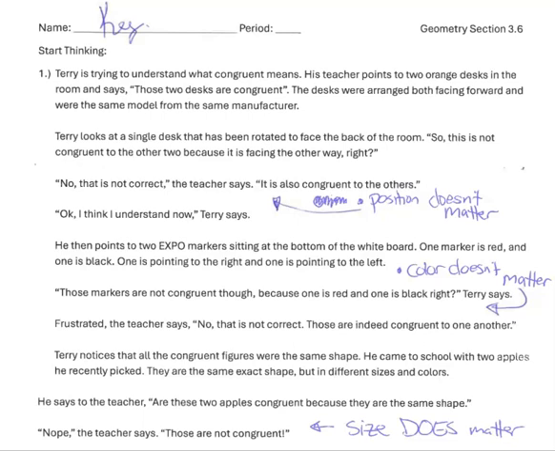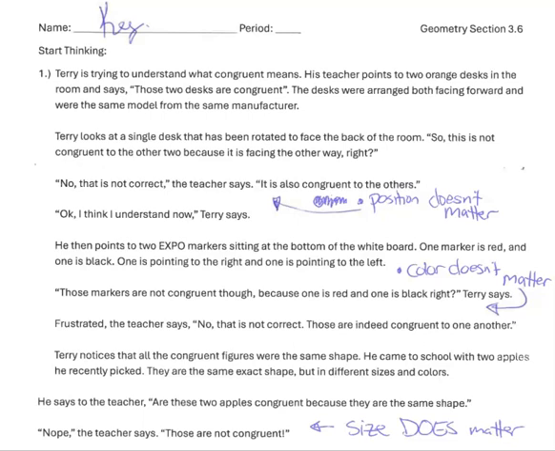His teacher points to two orange desks in the front of the room and says, "Those two desks are congruent. The desks were arranged both facing forward and were the same model and the same manufacturer." Terry looks at a single desk that has been rotated to face the back of the room. "So this one's not congruent to the other because it's facing the other way, right?" "No, that's not correct," he says. "It's also congruent to the others."